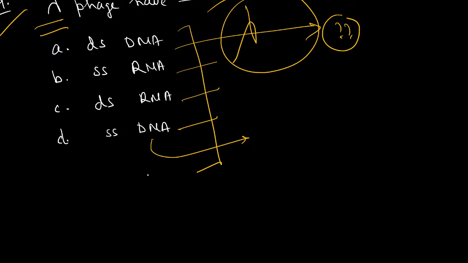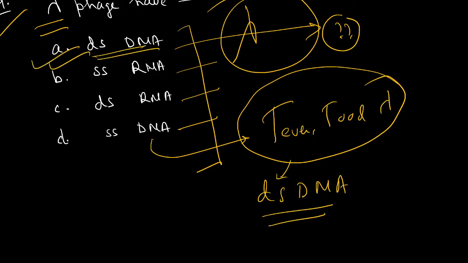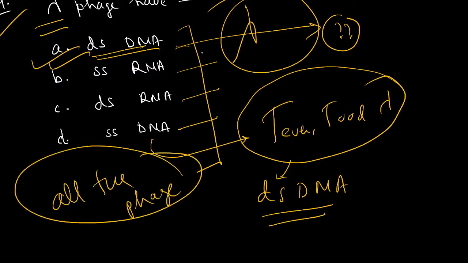And Aman, you were mentioning T even, T odd. I hope you know it. T even, T odd, lambda: they all belong to dsDNA, double stranded DNA. Yes, double stranded DNA, lambda. That's why I'm repeatedly asking you the whole thing. Please remember all of it. When you forget, just remember that where there is T even, T odd, there is lambda. So the answer will be dsDNA.